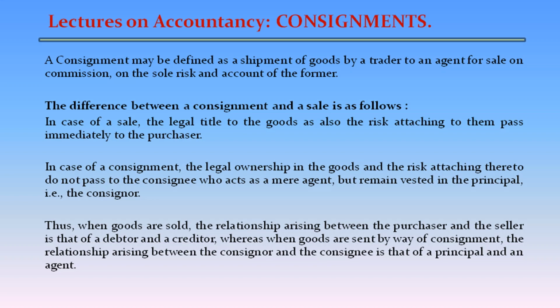Thus, when goods are sold, the relationship arising between the purchaser and the seller is that of a debtor and a creditor, whereas when the goods are sent by way of consignment, the relationship arising between the consignor and the consignee is that of a principal and an agent.